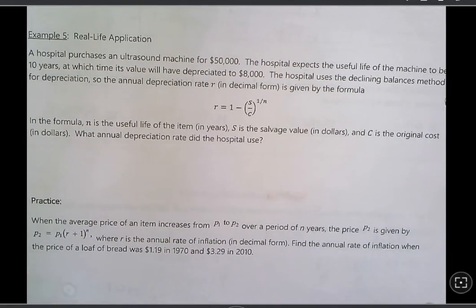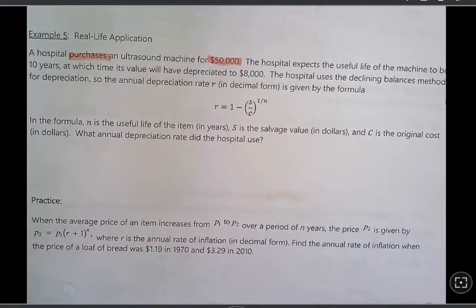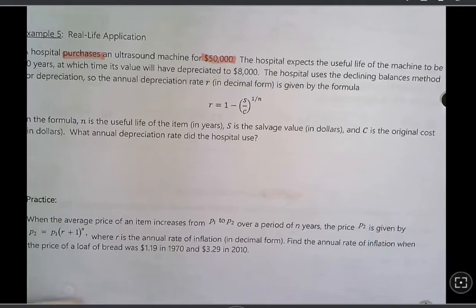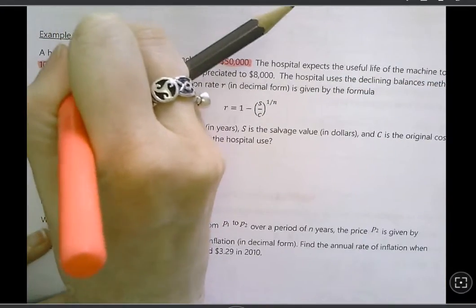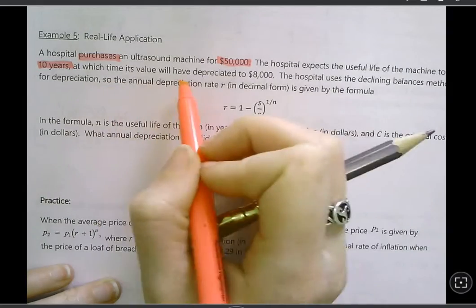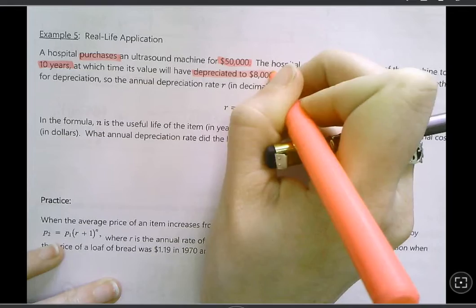This is a real-life application problem. So it says, a hospital purchases an ultrasound machine for $50,000. So that's the first number they give us, so I'm going to go ahead and highlight that. That is what they purchased it for. Now, they're expecting it to only work for about 10 years for them. And after that amount of time, it'll depreciate to $8,000. So they give me a new value for it.